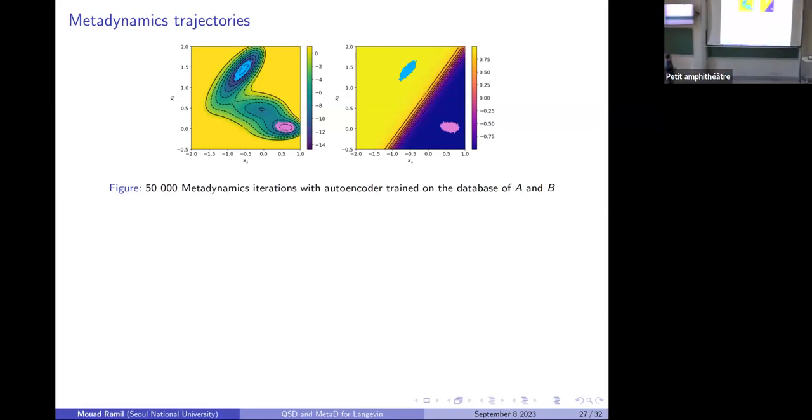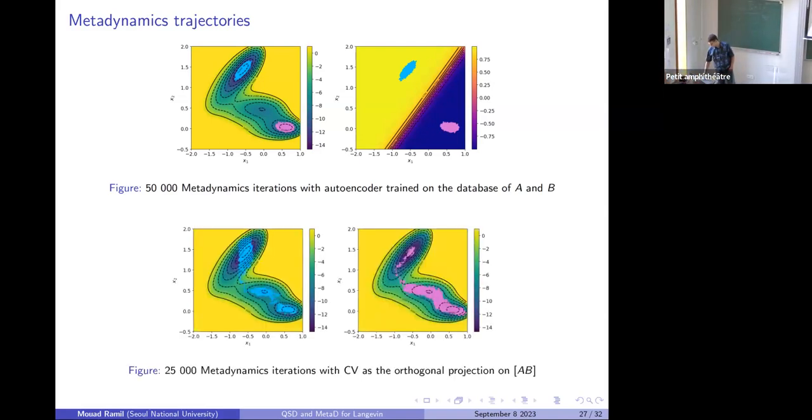So the issue is that the metadynamics does not manage to find an exit, because pretty much the collective variable here and here is constant. So sometimes you initially train and you have some poor initial condition of the collective variable.